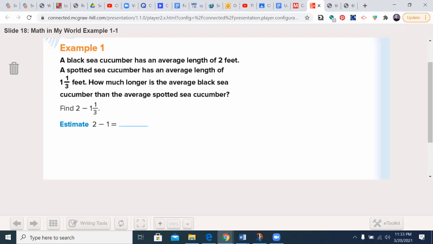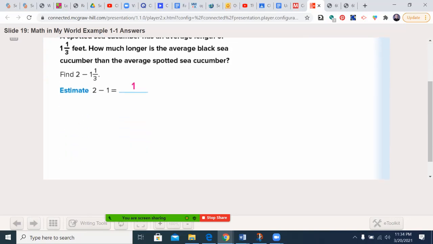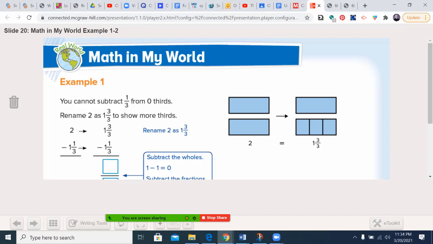So let's look at example basic. A black sea cucumber has an average length of 2 feet. A spotted sea cucumber has an average length of 1 1/3 feet. How much longer is the average black sea cucumber than the average spotted sea cucumber? So first we'll estimate. 2 minus 1 is 1. So go ahead and write that 1 there. A lot of times you'll do this part in your head, in all honesty.